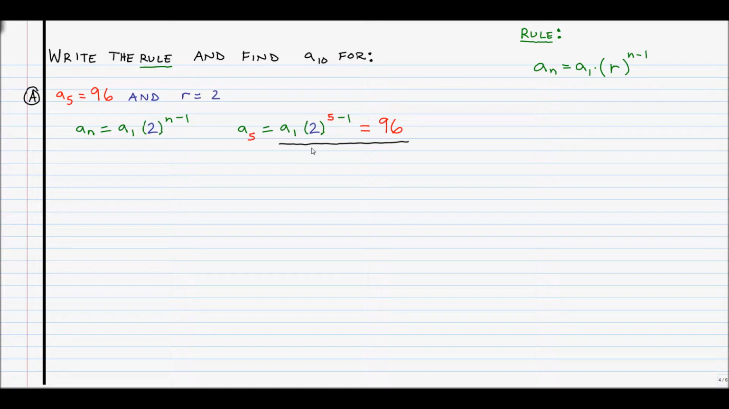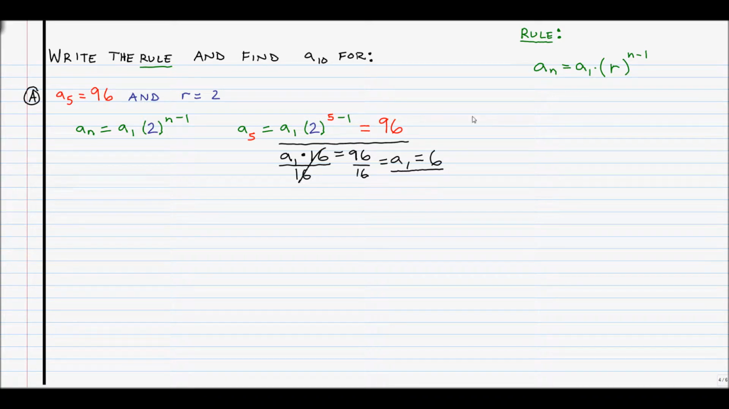So from this guy, we've got now 2 to the 5 minus 1 power is 2 to the 4th. That's 16. So a sub 1 times 16 equals 96. And then if I just divide both sides by 16, I'm going to get that a sub 1 is equal to 96 over 16, which is equal to, computing, 6. So a sub 1 for this sequence is equal to 6.